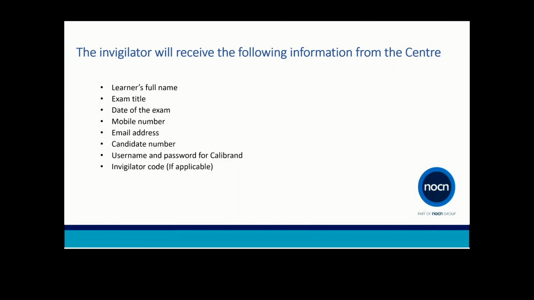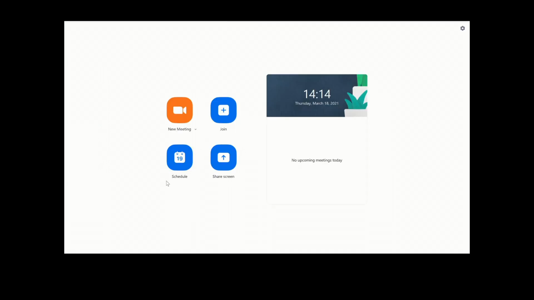You will need to have the following information from your centre before the day of the exam: the learner's full name, exam title, date of the exam, mobile number, email address, candidate number, username and password for Calibrand, and the Invigilator code if applicable. You will need to start by opening Zoom on either your desktop or via the app and logging in with the details provided by NOCN.